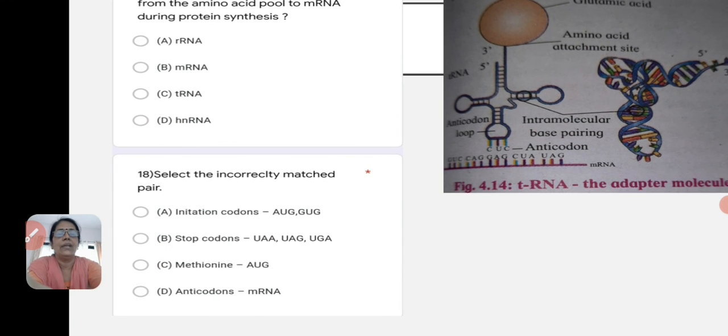Select the incorrectly matched pair. Initiation codon AUG, GUG. Yes, it is correct. Stop codon UAA, UAG, UGA. It is also correct. Methionine, AUG. Yes, AUG codes for methionine. And anticodons, messenger RNA. No, anticodons are present on the tRNA. So the incorrect matched pair is D, anticodon, messenger RNA.